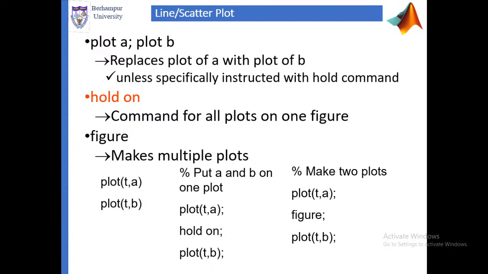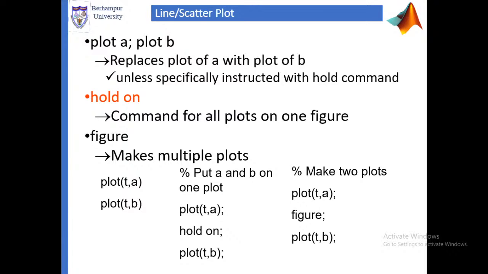So if you write figure, then after that if you write plot TA, plot TB, only you will see plot TB, because plot TA will first come, then plot TA will be extinguished and plot TB will be there. Otherwise you can put plot TA on TB, so you can have one plot for that.